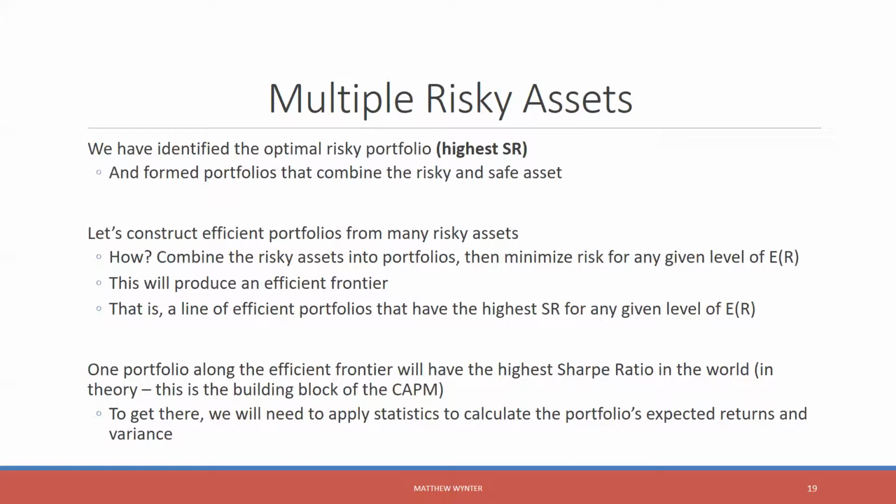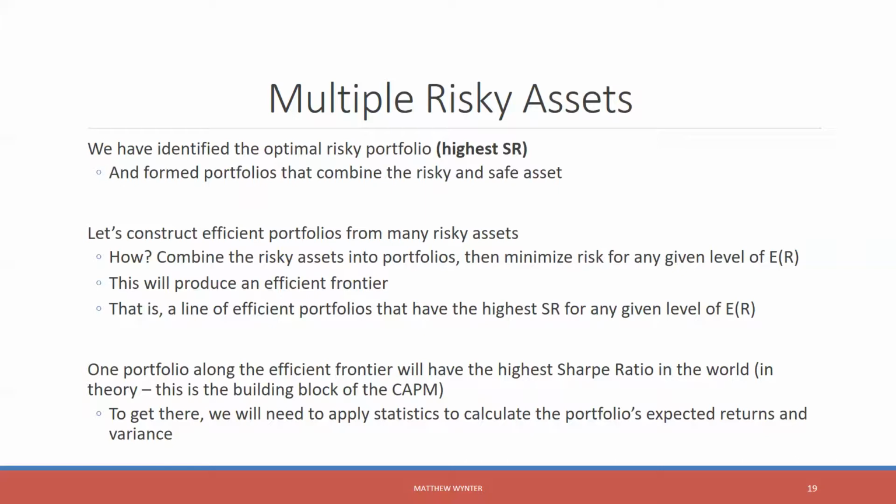So we have a portfolio that's a bunch of risky assets. We pick portfolio weights. Each of those portfolio weights is going to generate a level of expected return and a level of variance for our portfolio. Our rule, the way that we're going to move forward, is conditional on our level of expected return, we're going to minimize the variance. This will produce an efficient frontier of portfolios. That is, we're going to produce a line of efficient portfolios that each have the highest Sharpe ratio for any given level of expected return.